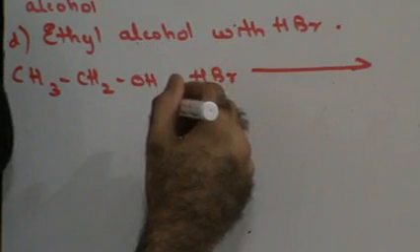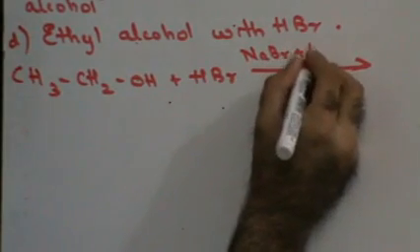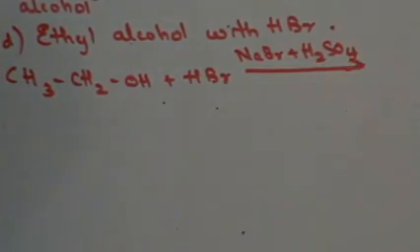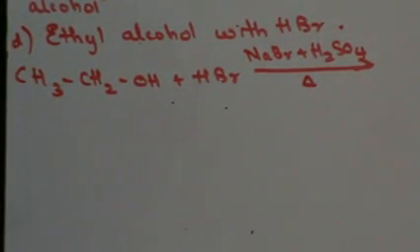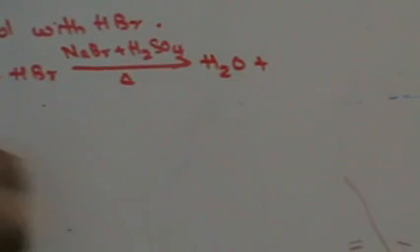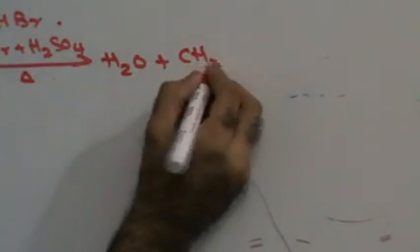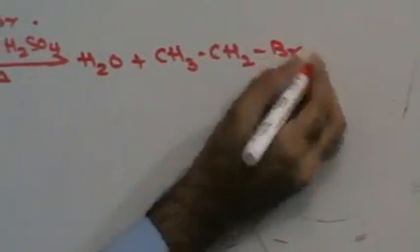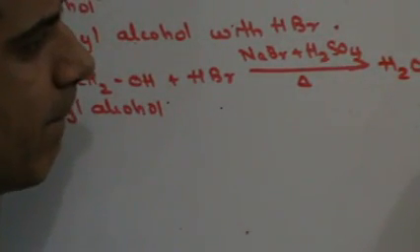Now this reaction takes place in the presence of sodium bromide and sulfuric acid and heat, right? So the reaction takes place in the presence of sodium bromide and concentrated sulfuric acid, right? Same dehydration reaction, water molecule is out, Br group will substitute the hydroxyl group, so you will have CH3CH2Br. You have ethyl alcohol over here. Ethyl alcohol will give you ethyl bromide.